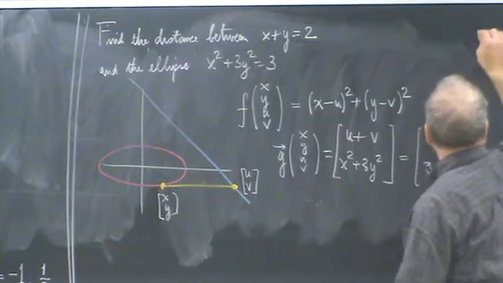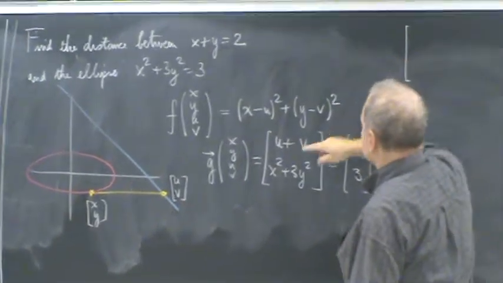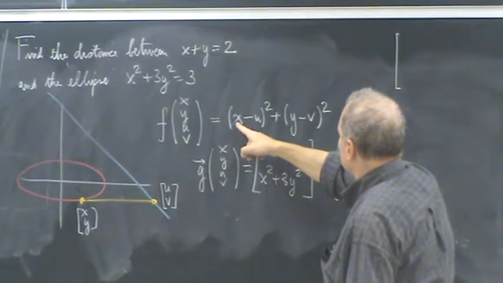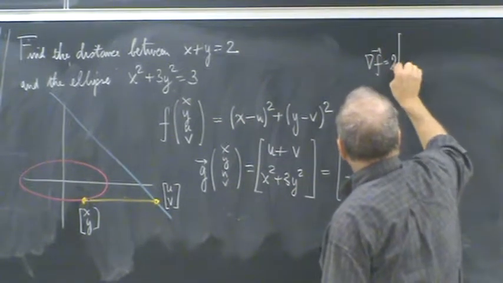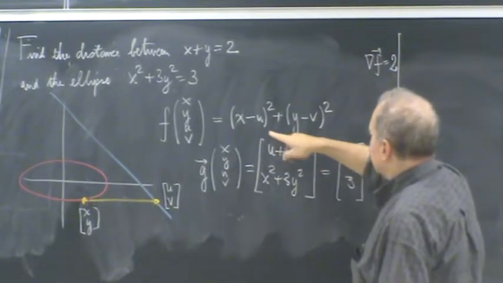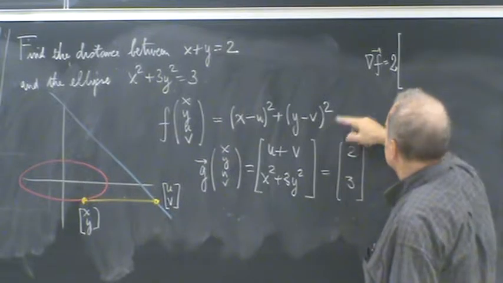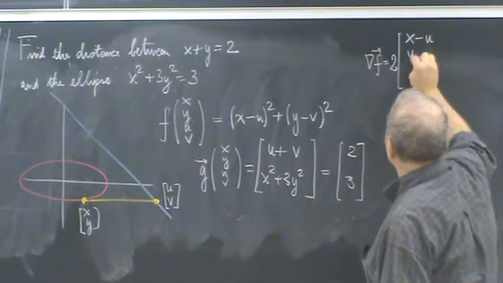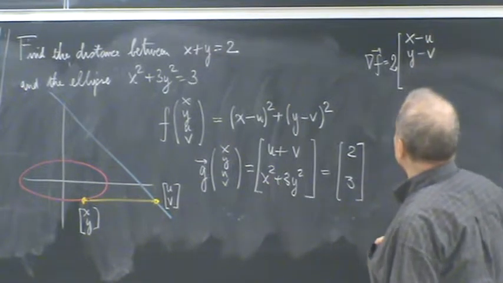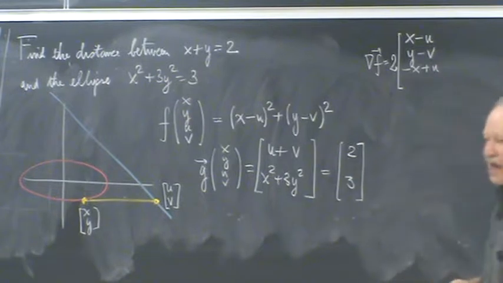So I want the gradient of f. I'm going to remove the 2's again. So the gradient of f is twice what? Well, what's the partial with respect to x? X minus u. What's the partial with respect to y? Y minus v. What's the partial with respect to u? Negative u plus x. So you have the negative by the chain rule.